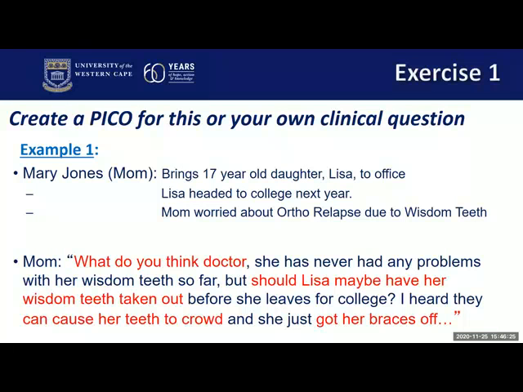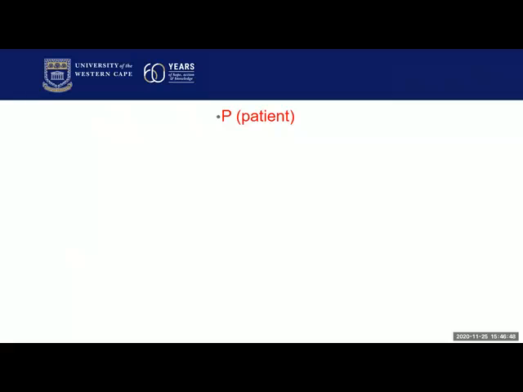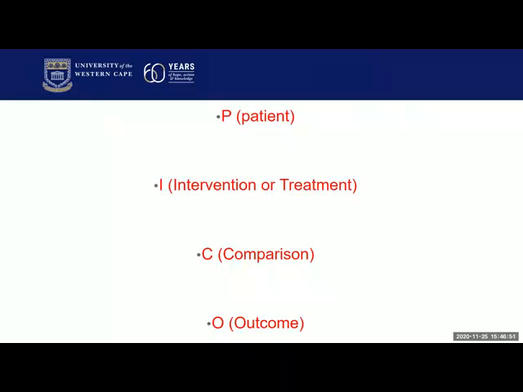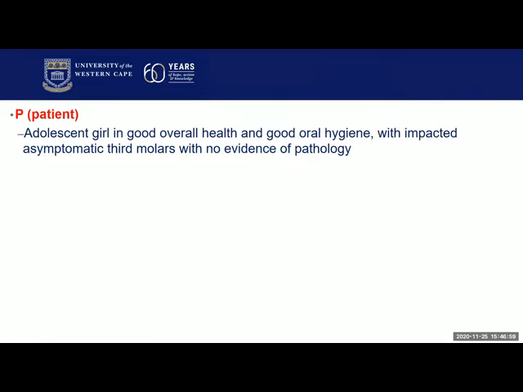The first case I looked at was the one I referred to earlier on in the presentation, about the young lady who goes to university and she's had her ortho treatment completed, but she's now got her wisdom teeth coming out. And her mom is worried about the impact of the wisdom teeth on her current setup. So of course we use the PICO: patient, intervention, comparison, and outcome. And that's what we're going to use in her case because we speak about the patient: adolescent young lady, good overall health, good oral hygiene, impacted asymptomatic third molars with no evidence of pathology.